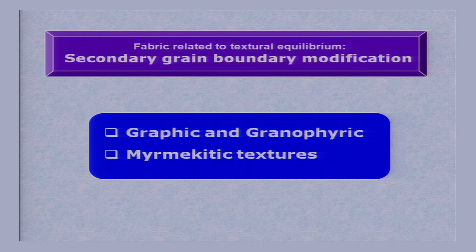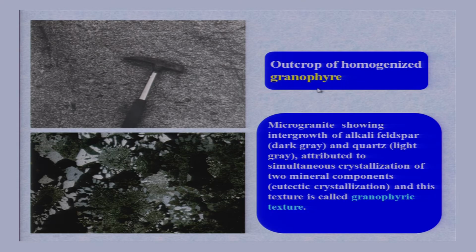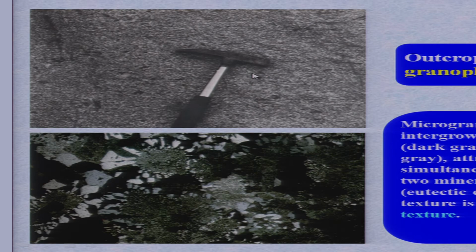First is graphic and granophoric texture. The second one is myrmekitic texture. I will show you with the help of a field photograph how the granophoric texture looks in the field. Outcrop of a homogenized granophyre. The rock having granophoric texture is called granophyre.